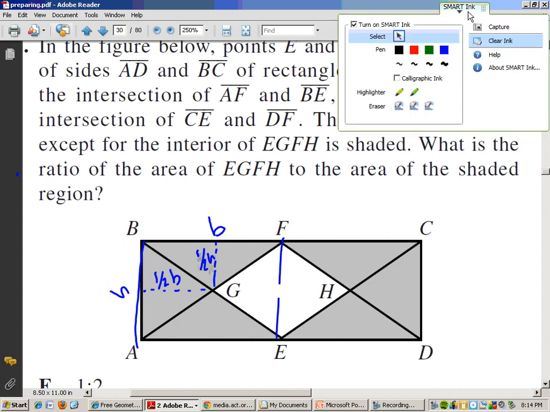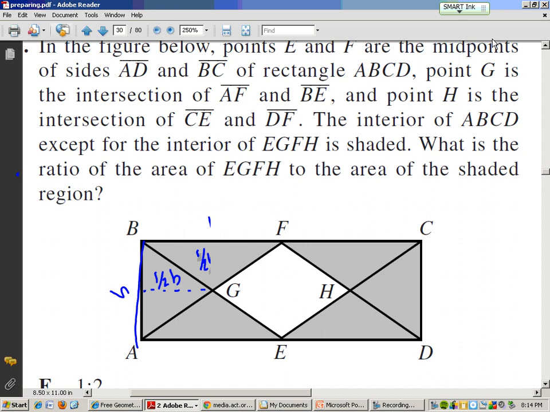All right, were there other problems that we had to do here? Let's see. 40.